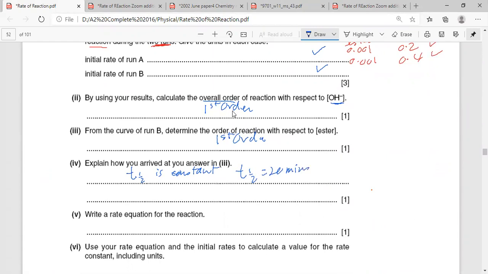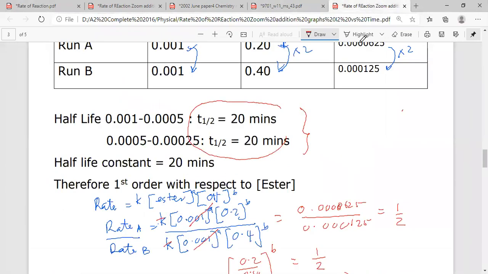Okay. Now you have to show 2, as I said here. Show 2 of them. Okay. This is how you show it from the initial concentration to final. Initial to final. Of course, you can use 0.008 to 0.004. Okay. It will also give you 20 minutes. As long as this is half of this value, already can. Okay. So this is how you determine by half-life.